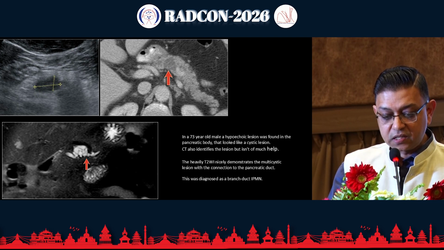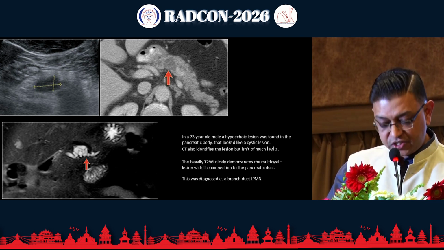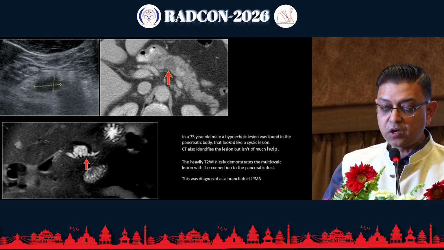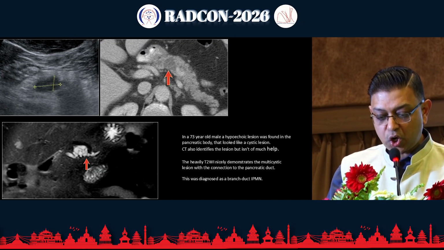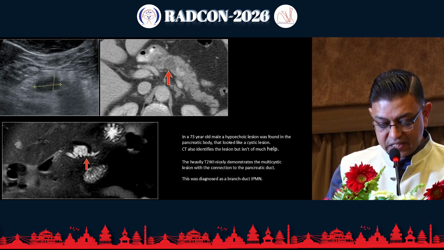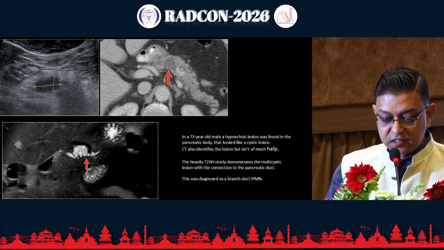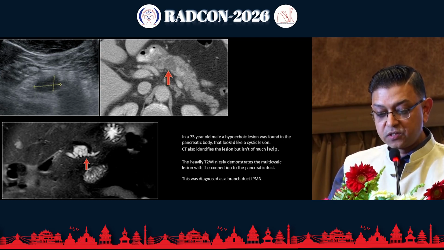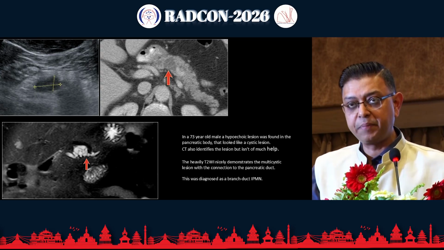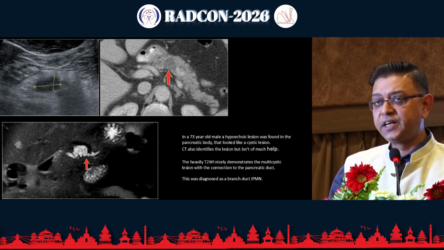That was a simple case of a cyst seen on ultrasound. Then it was taken on CT scan. Again, could not understand what this cyst was. We did an MRCP, and you can see how well this cluster of grapes shows the communication with the pancreatic duct. So this was diagnosed as a branch duct IPMN. It was followed up and it did not turn malignant.